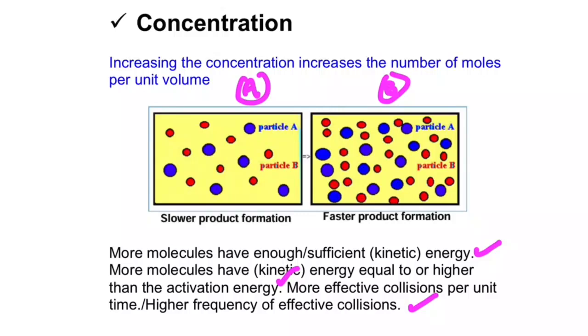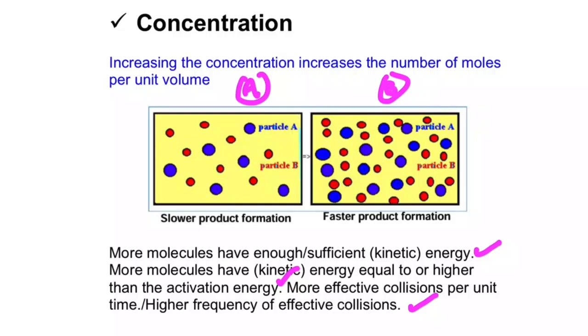They are most likely to collide versus when we have a lower concentration, a very high volume, and the number of moles is very small, right? So concentration increases the rate of reaction because when you increase the concentration, you're increasing the number of moles per unit volume. So they are most likely to collide because there are more of the particles, right? There's just no way around that. They are most likely to collide. So that is concentration. That is how it affects the rate of reaction.